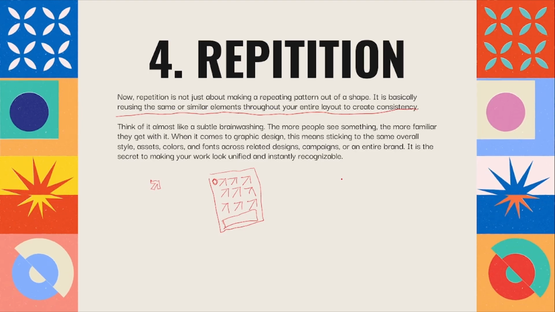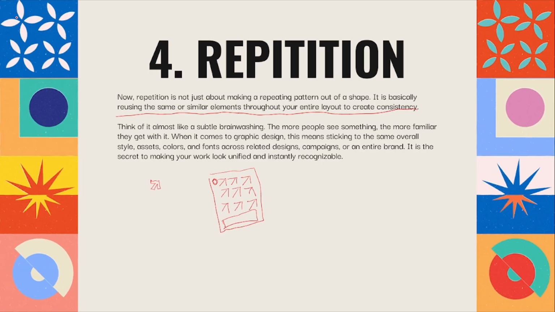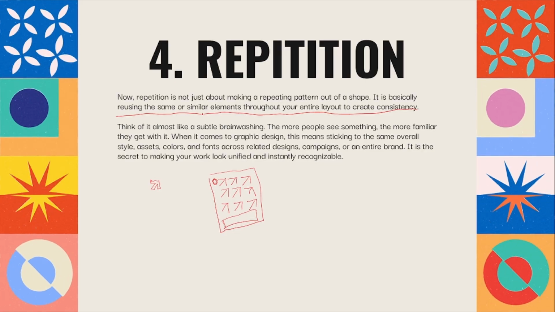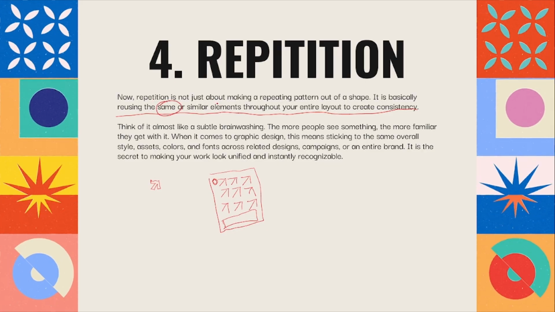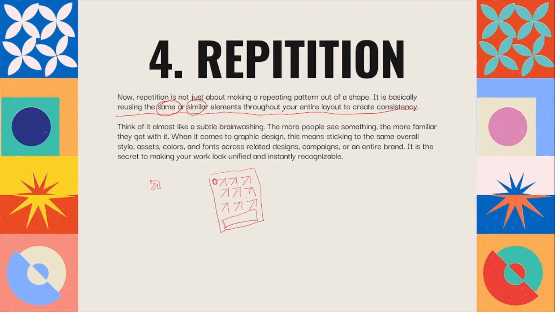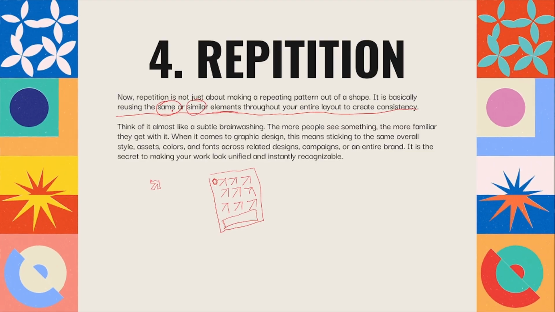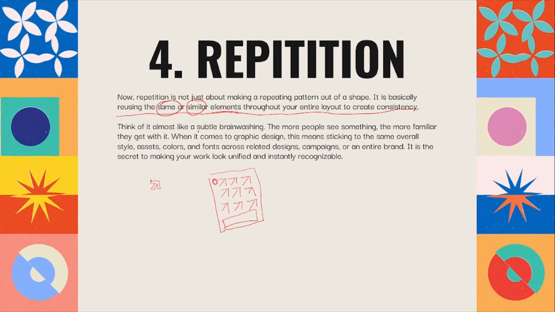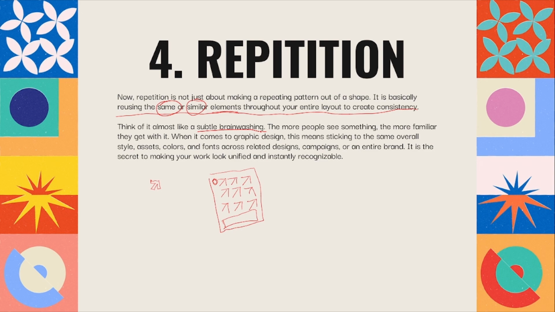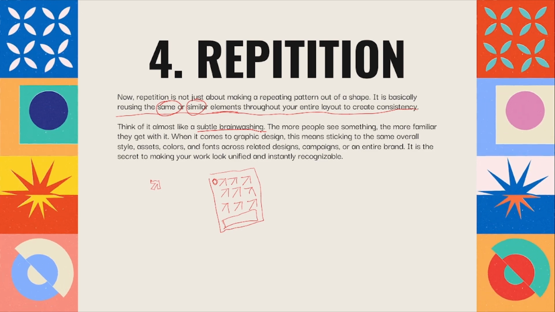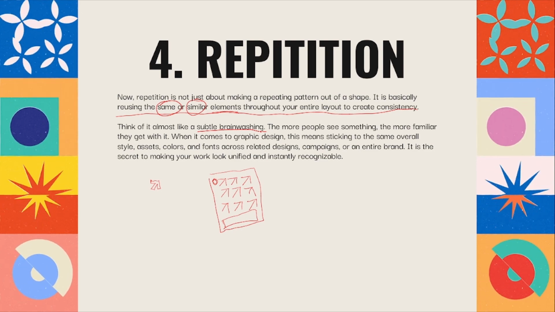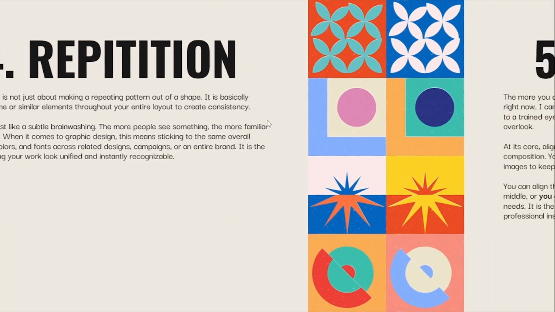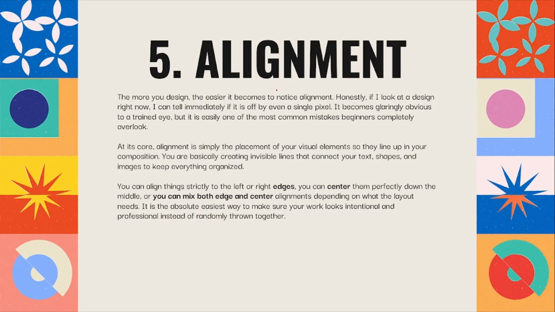So it's not necessarily pattern. Like you're having a pattern at the back, like this one now. I have this one, this one, this one, this one. Four of it. This is not repetition. It's basically using same or similar elements throughout your entire layout to create consistency. Right now, look at what I said there. It's almost like subtle brainwashing, right? That you are programming your viewer's brain to see some things and just associate it with a particular brand or a particular person.